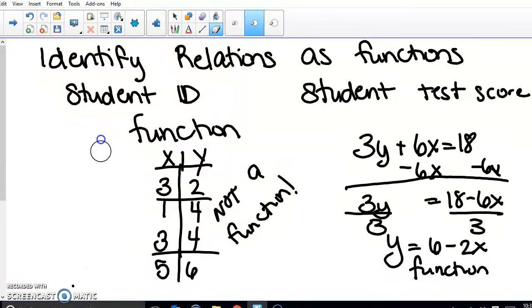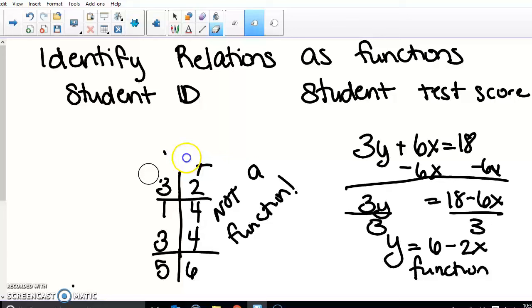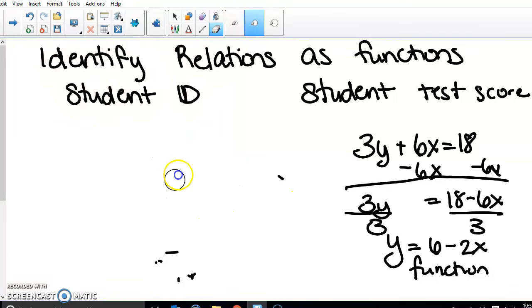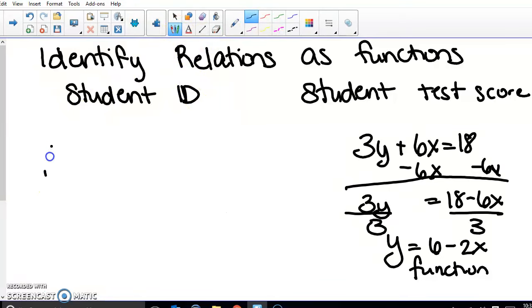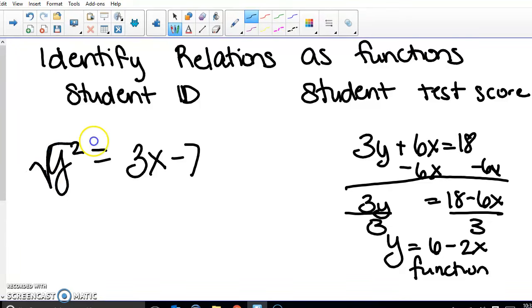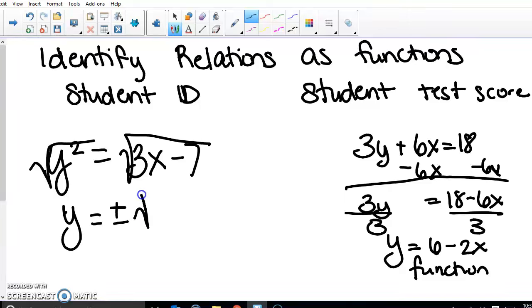Now, an example of an equation that is not a function would be a square root equation. If I have y squared equals 3x minus 7, I need to square root both sides. So I have y equals plus or minus the square root of 3x minus 7. With that plus or minus, I'm going to have two different results for every input here. So this is not a function.